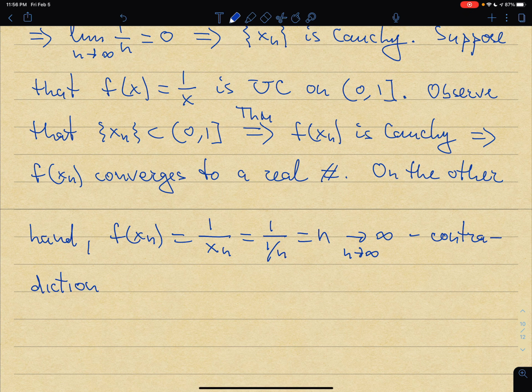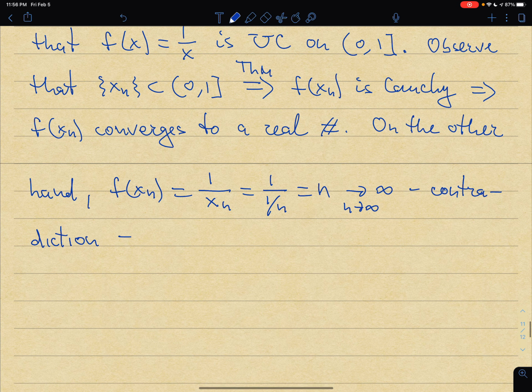And so from this, we can conclude, therefore, f is not uniformly continuous on (0, 1). Right, so by using this theorem, I can avoid playing with epsilon-delta definitions again.